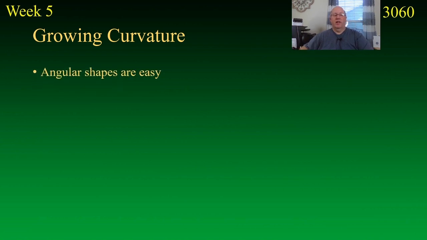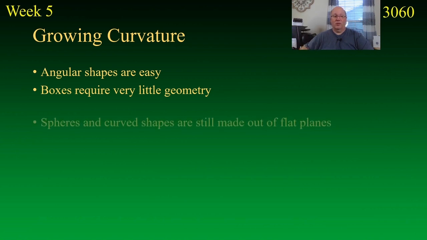angular shapes are easy. Angular shapes have very little geometry. Basically, a box only has six sides, and those are generally six planes. Now, you can add geometry to the corners to give it a curve. You can even add geometry to the planes so that instead of six planes, maybe you've got 12 or multiples of that, so that you can figure out ways of introducing curvature later. But it's not necessarily always going to be easy. And we're going to show you some of these things. It may take more than one lecture to get through them.